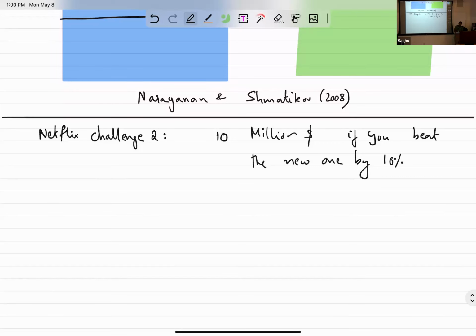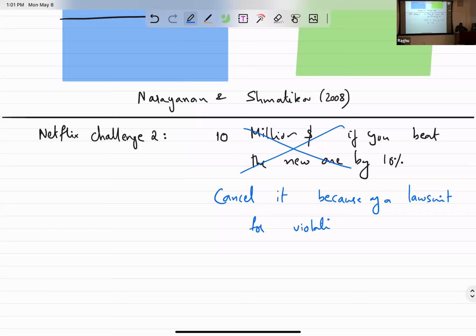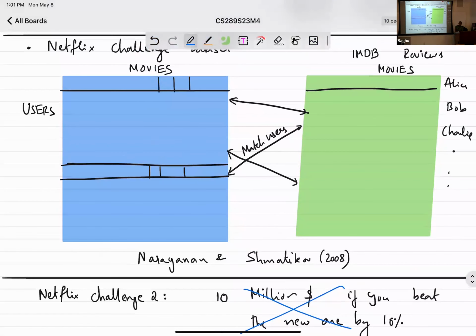But they said, okay, this is the next step, which is $10 million, but then Netflix had to cancel it because of a lawsuit for violating privacy. They couldn't go and say, okay, I'm not violating privacy and I'm just making it anonymous, because this paper showed that you can do this attack.